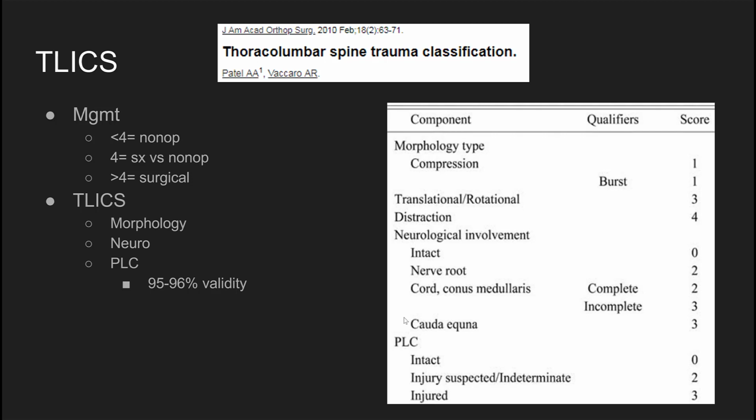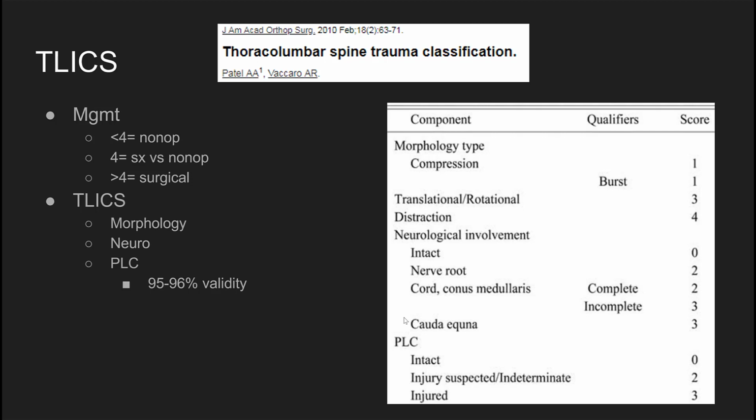If they just happen to fall at the 4 point mark, you could really go either way, depending on your experience with your patients and how you think they're going to do. If it's a younger guy or an older lady, that might really guide your decision making one way or the other. But anything over 4 is almost always surgical. Their paper found 95 to 96% validity when multiple surgeons did the scoring, and it was pretty reliable. I want to add one more thing.